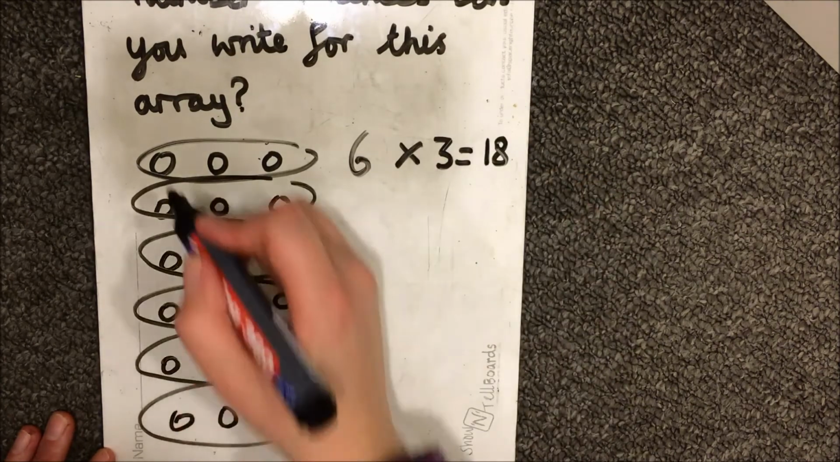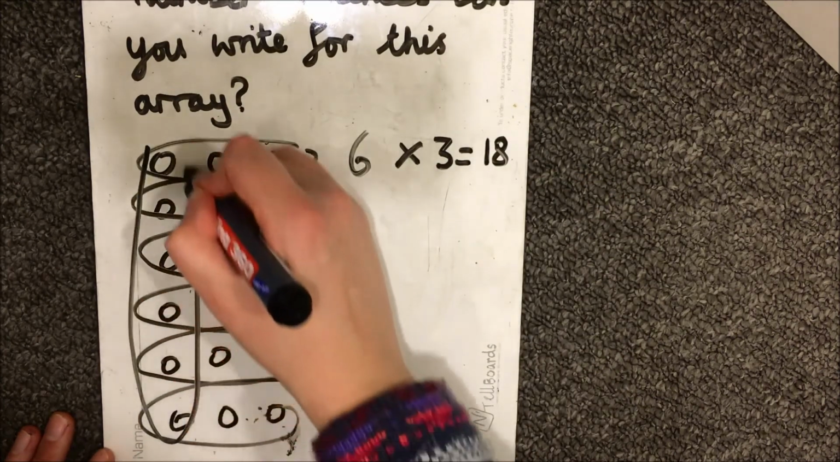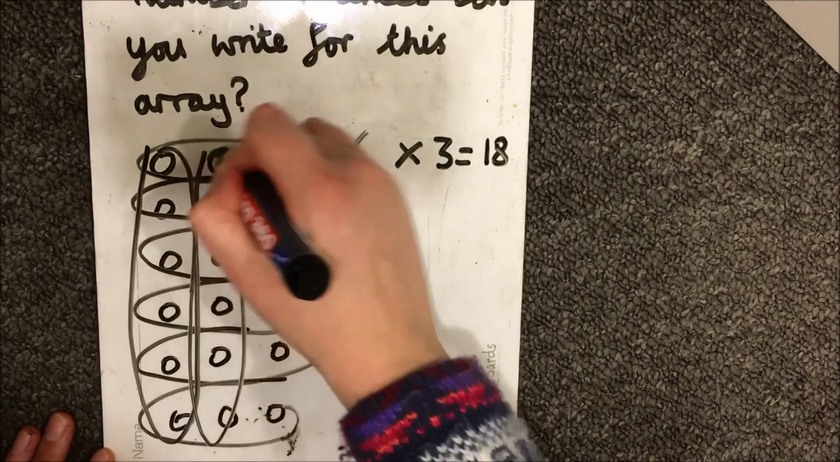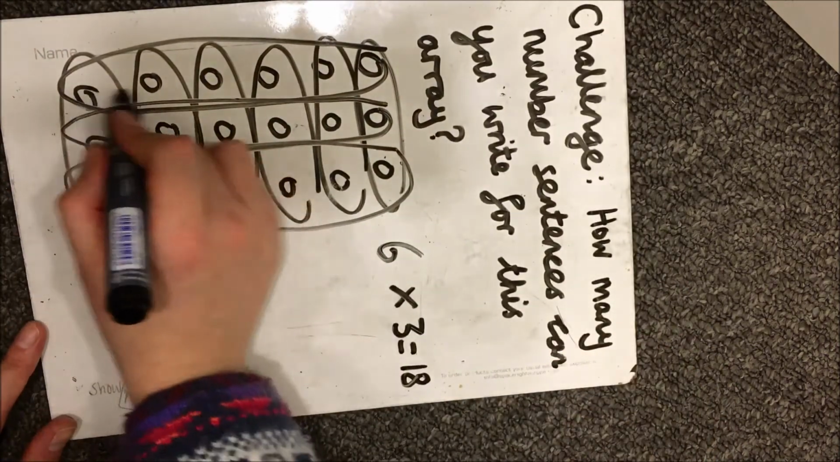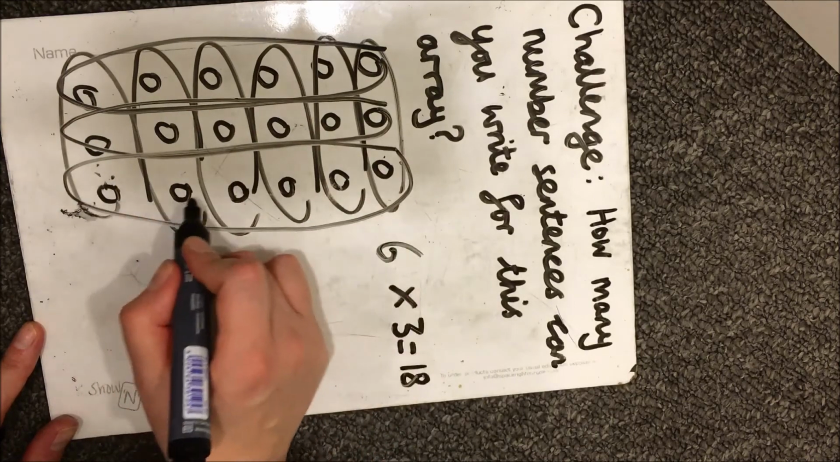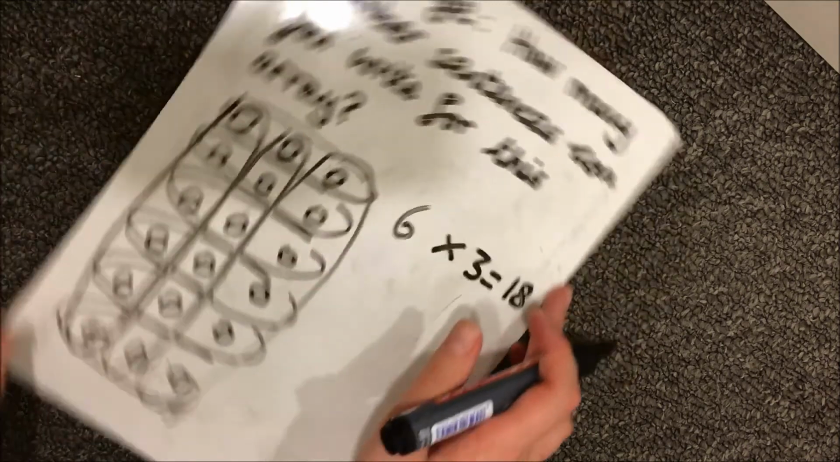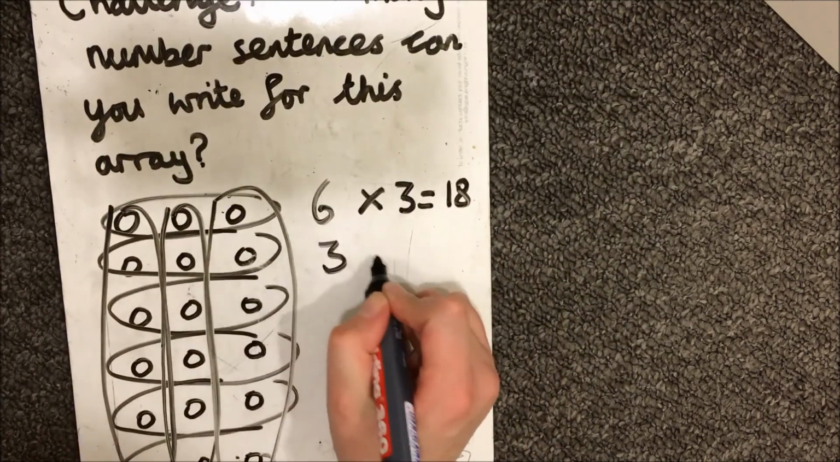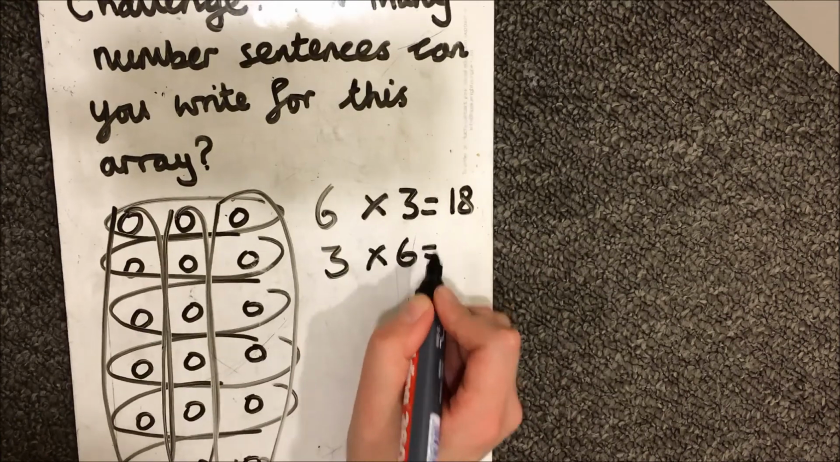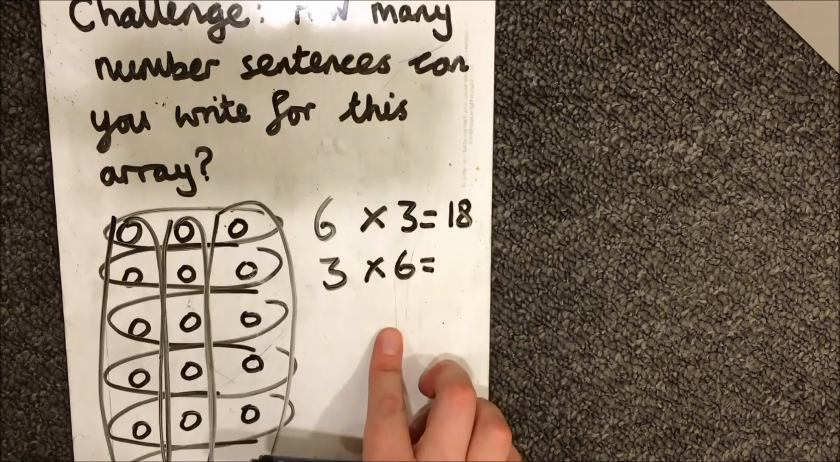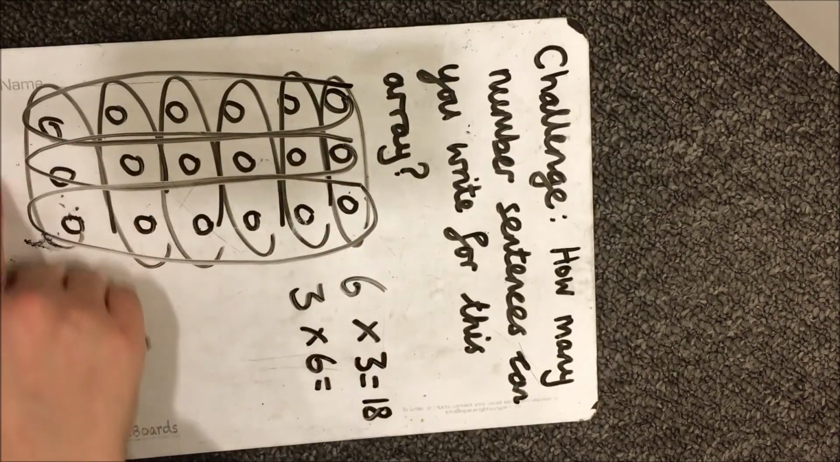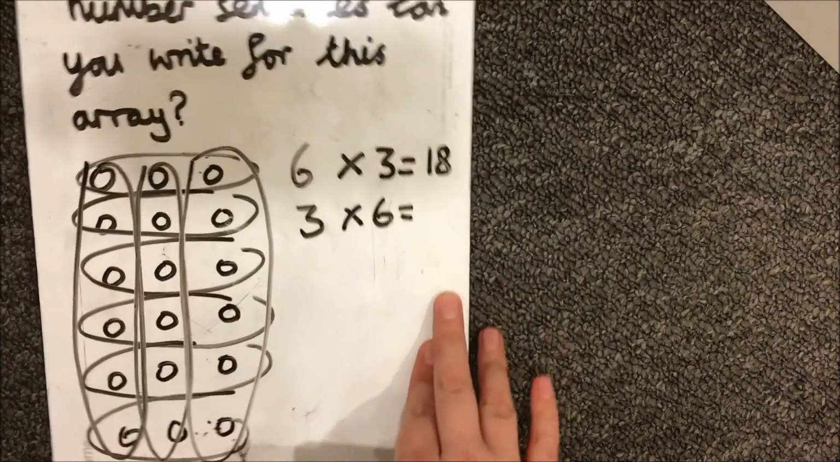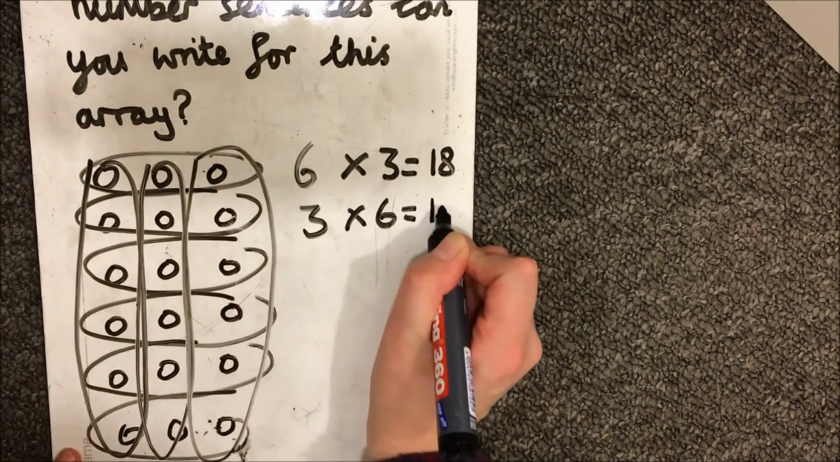What if I now do it the other way round? I can turn it to help you. This was going to be 3 groups of 1, 2, 3, 4, 5, 6. Turn it around. Remember, you can just switch the 6 and the 3 around and it's going to be the same answer. We haven't added or taken away any of these dots.